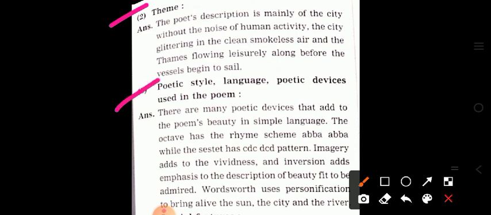What about the third point? Poetic devices, language. Poetic devices used in the poem. There are many poetic devices that add to the poem's beauty in a simple language. The octave has the rhyme scheme ABBA ABBA, while the sestet has a CDC DCD pattern. Imagery adds to the vividness and inversion adds emphasis to the description of beauty fit to be admired. Wordsworth uses personification to bring alive the sun, the city, and the river.